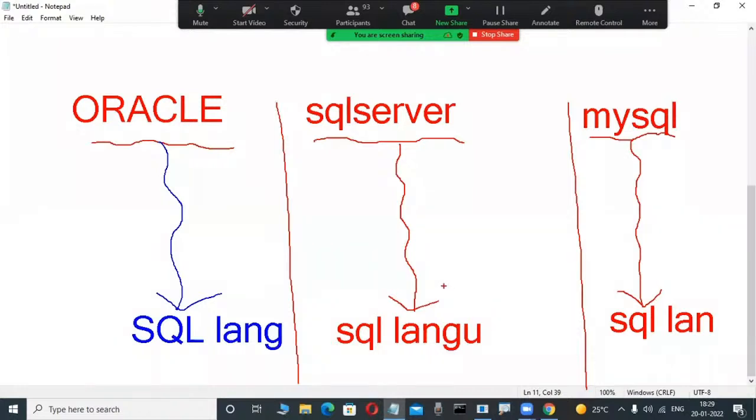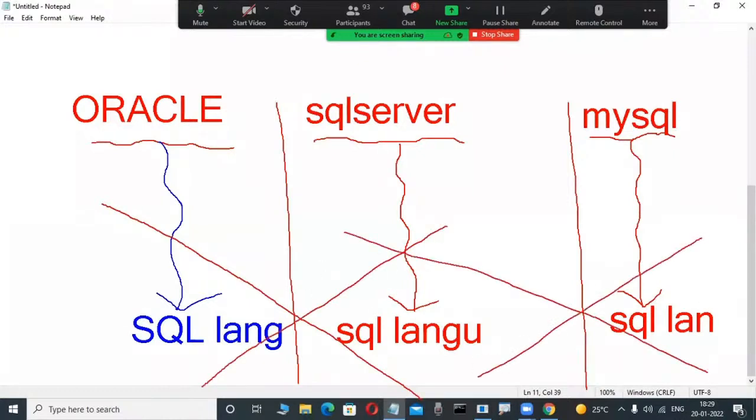Easy. Maybe some technical people in our class are telling. Are all these SQL languages the same or different? Very good. In our class, so many fellows are saying they are the same. That is 100% wrong. All these SQL languages are different, not the same.